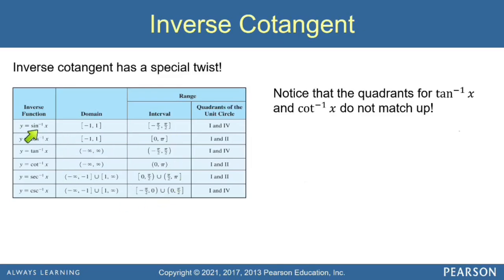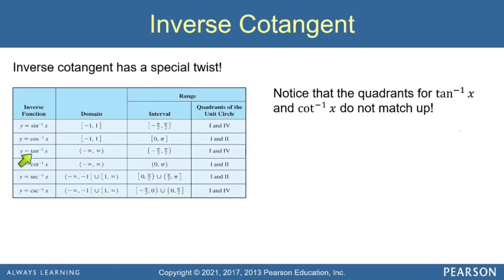When we're looking at the inverse sine function, we know that the angle that we will get is either going to be a quadrant 1 or quadrant 4 angle. And same thing for inverse cosecant. It's either quadrant 1 or quadrant 4. For inverse cosine, the answer will either be in quadrant 1 or quadrant 2. And same thing for inverse secant. The angle will either be in quadrant 1 or quadrant 2.